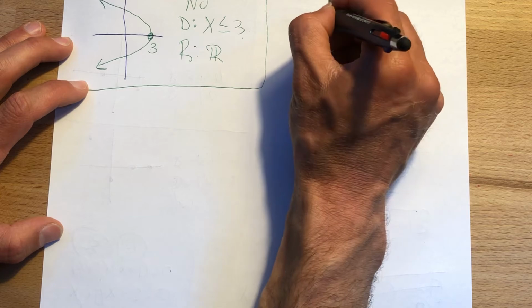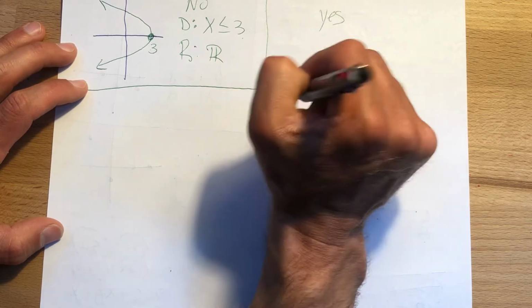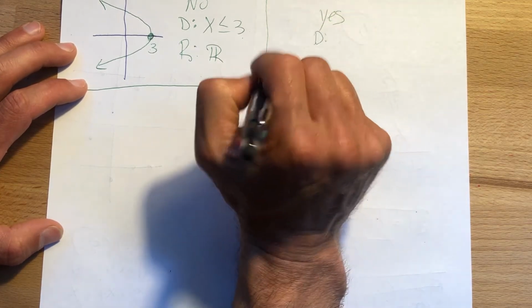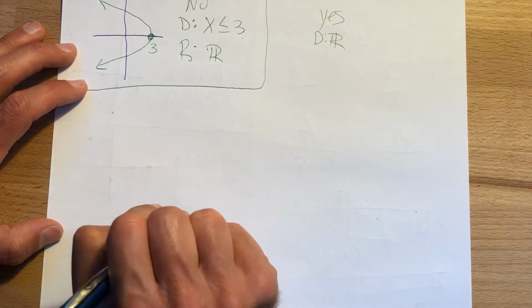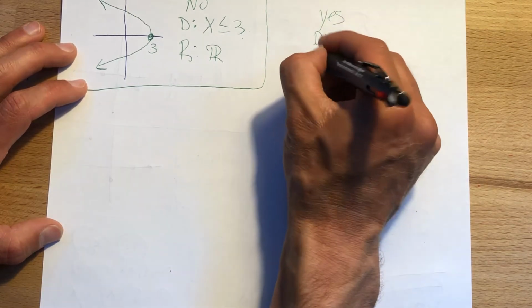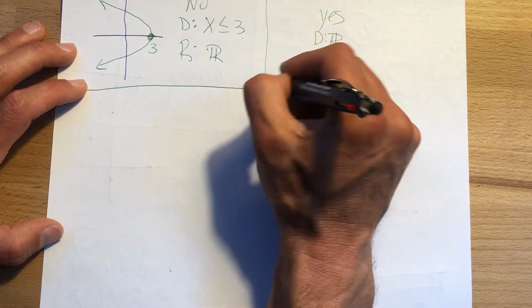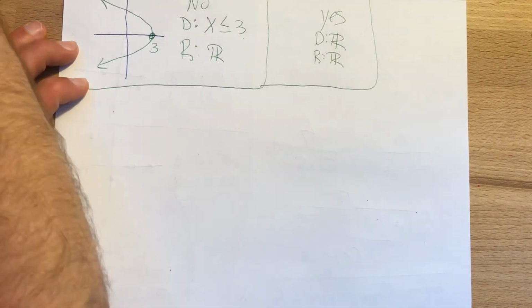And then the last one. This is a function. What is your domain? How far does it go left and right? Forever, all real numbers. How far does that go up and down? Forever, all real numbers. That's the last one.